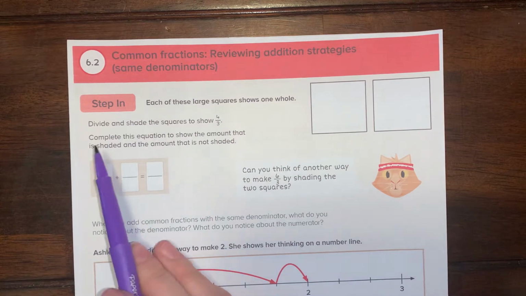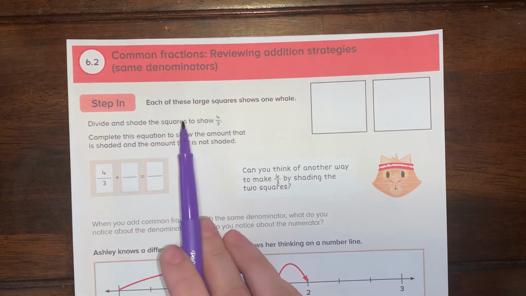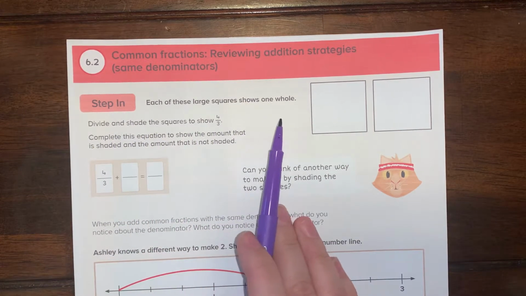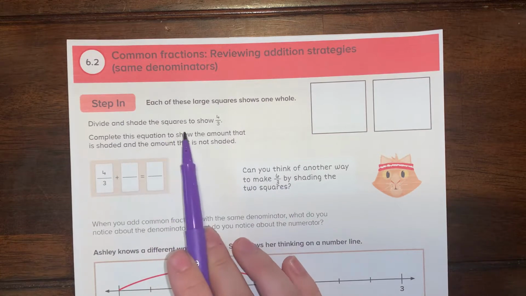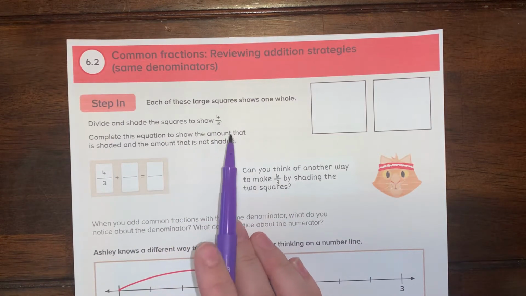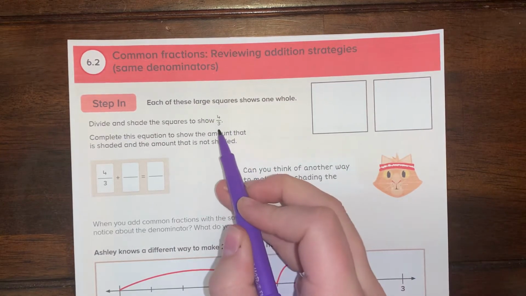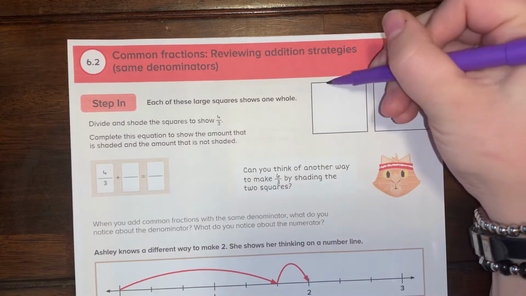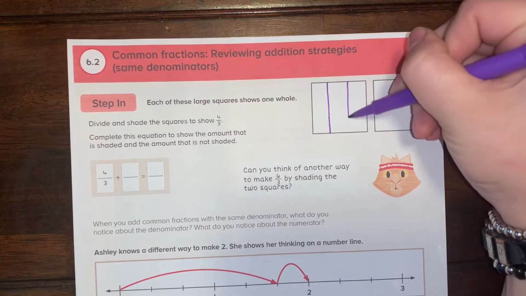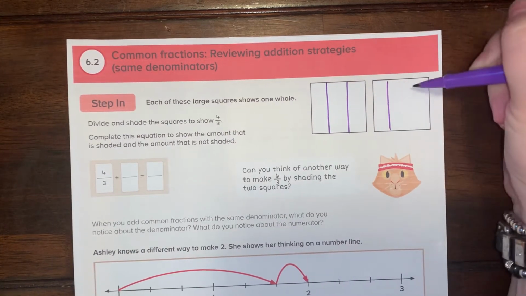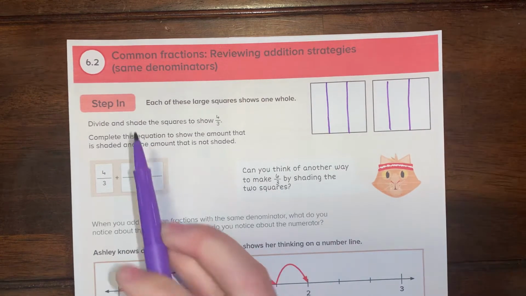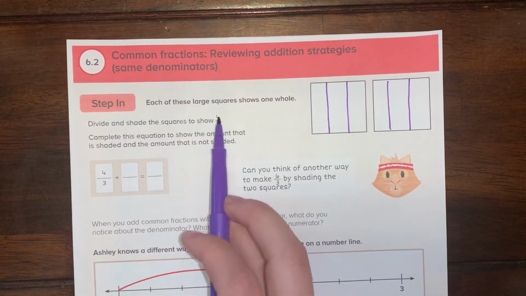So our first step in here, each of these large squares shows one whole. Divide and shade the squares to show 4/3. So what's our first step? Well, we know that we need to divide these into threes because look, our denominator is 3. So we'll divide these two squares into thirds. Okay, and it wants us to shade them to show 4/3.